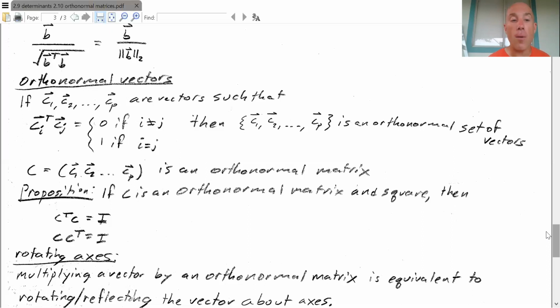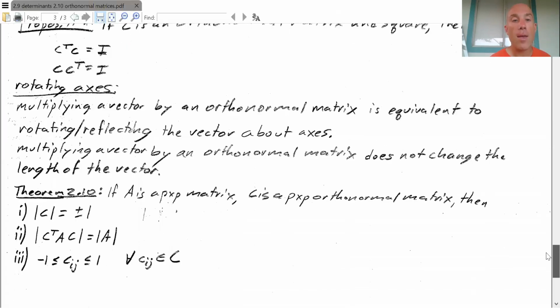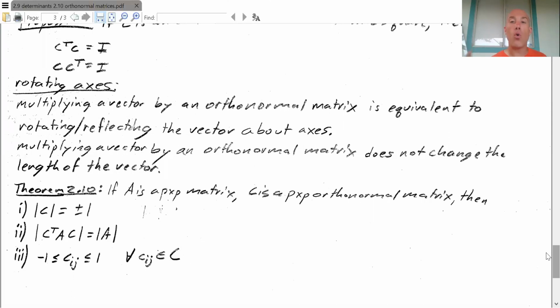Now let's talk about rotating axes. If I have a vector and I multiply by an orthonormal matrix, this is equivalent to rotating and reflecting the vectors about the axes. So I can think of it as having a different coordinate system potentially. Multiplying a vector by an orthonormal matrix does not change the length of the vector. This is important. So if I need to do a series of transformations and I want to preserve lengths, I can use orthonormal matrices to achieve this goal.